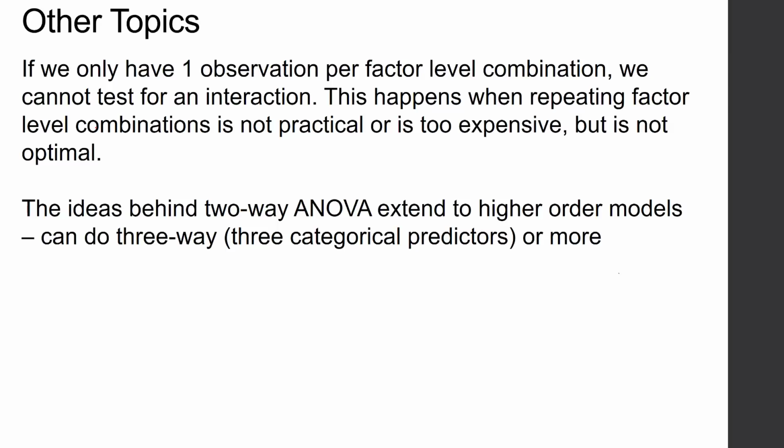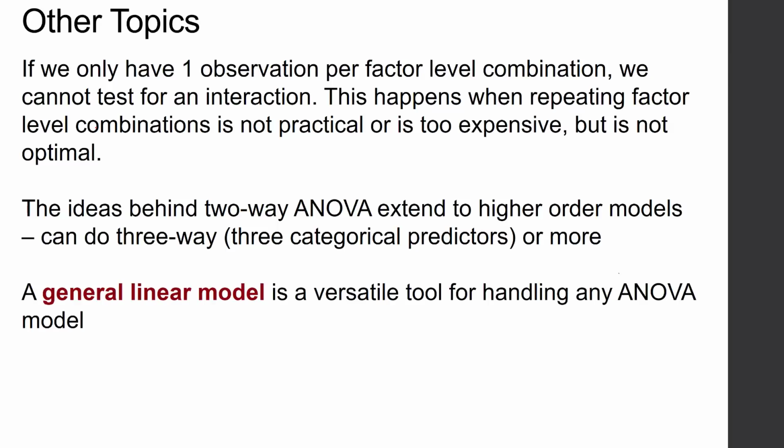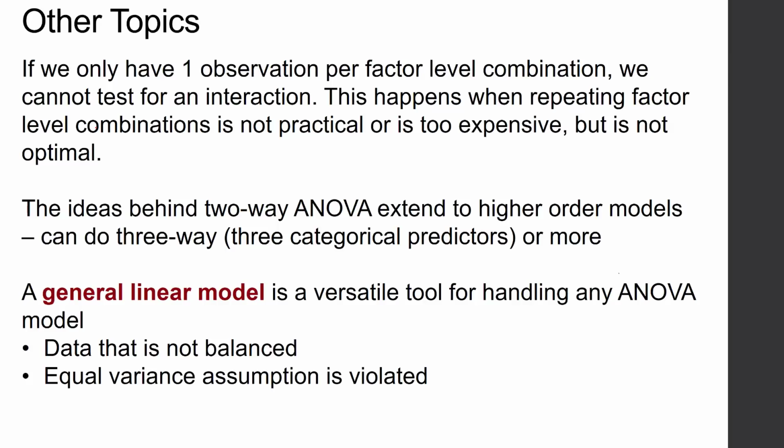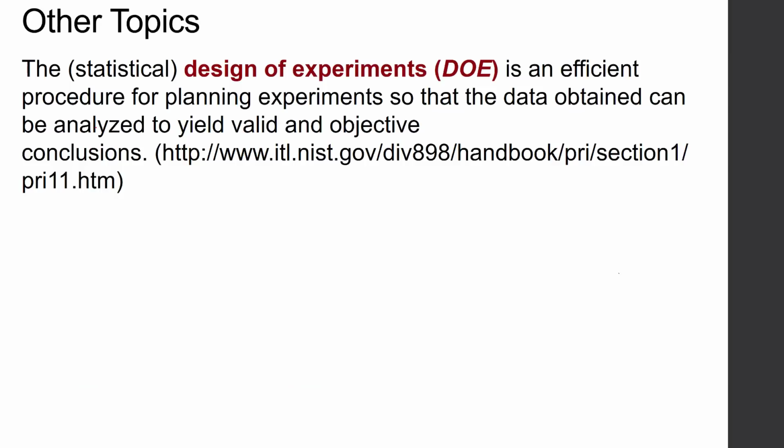The ideas behind two-way ANOVA extend to higher order models. We can do three-way or more. A general linear model is a versatile tool for handling any ANOVA model. It handles data that's not balanced, equal variance assumption being violated, three-way interactions, and higher. The statistical design of experiments is an efficient procedure for planning experiments so that the data obtained can be analyzed to yield valid and objective conclusions. There are whole courses that are offered on design of experiments, and they just give you the tip of the iceberg. I would consult a statistical expert if you're in charge of an important study.